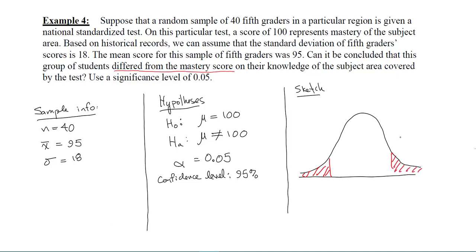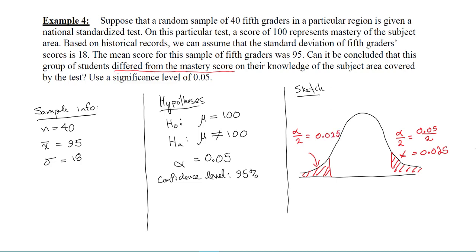And each of them is going to have alpha over 2 in it. So here we've got alpha over 2, so that is going to be 0.05 over 2, which is going to be 0.025 over in this shaded region. And then the same thing over here, my alpha over 2 is going to be 0.025.